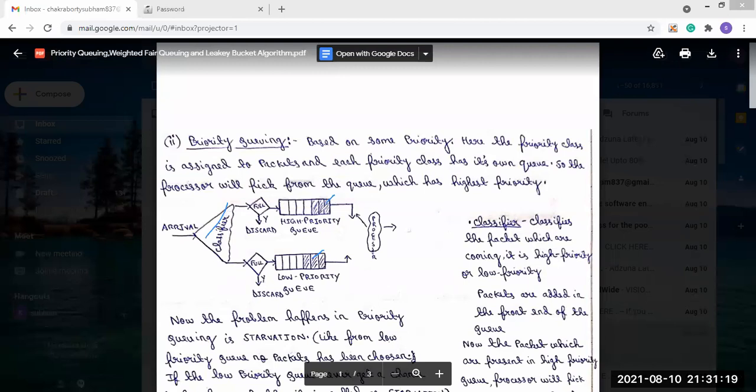Now what happens? The packets are added in both sections. In the high priority queue the packets are added, and in the low priority queue the packets are also added, according to how the classifier classifies them. But what does the processor do basically? The processor picks packets from the high priority queue first, because whichever packets are present in the high priority queue, the processor will pick those first.